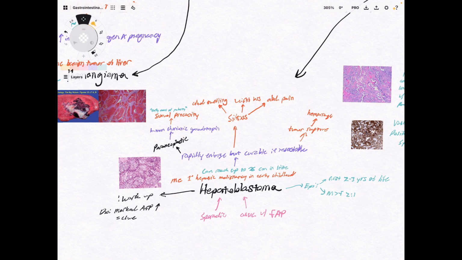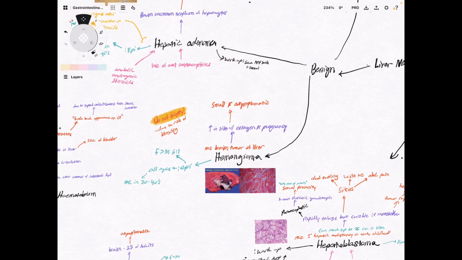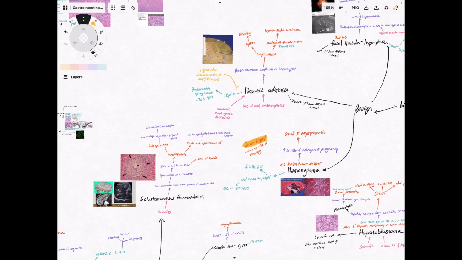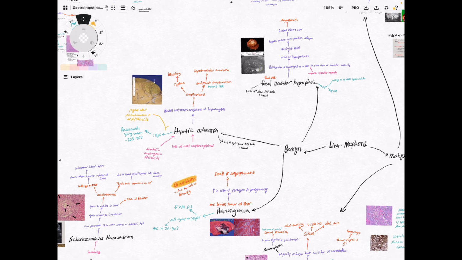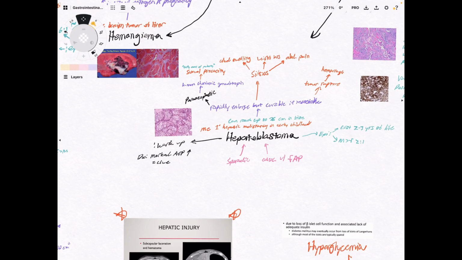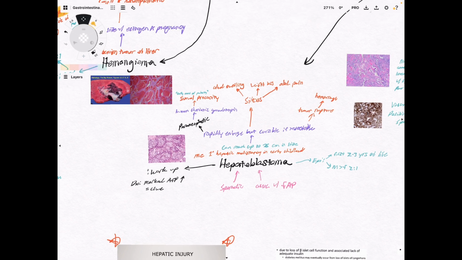And you can notice that you have marked AFP. So remember, for all the benign tumors mentioned, hepatic adenoma and focal nodular hyperplasia, you had normal AFP, alpha-fetoprotein. Alpha-fetoprotein is really produced during pregnancy. It's present in the yolk sac, and it's a marker of embryonic growth in a way. So hepatoblastoma has marked AFP, and it presents in the first 2 to 3 years of life. Males are twice as likely to get it.